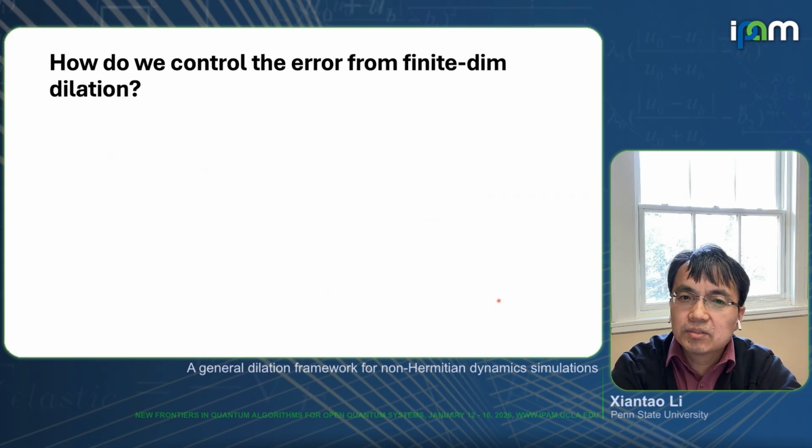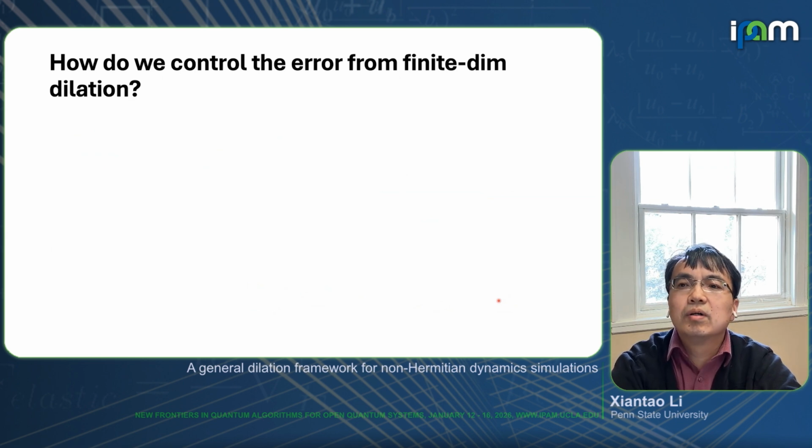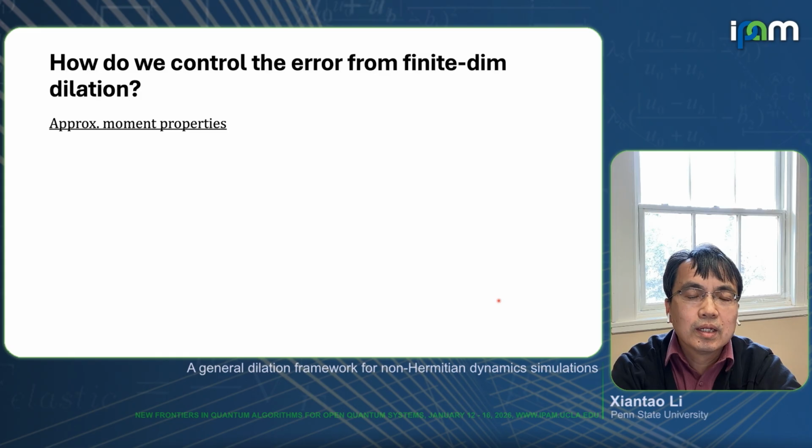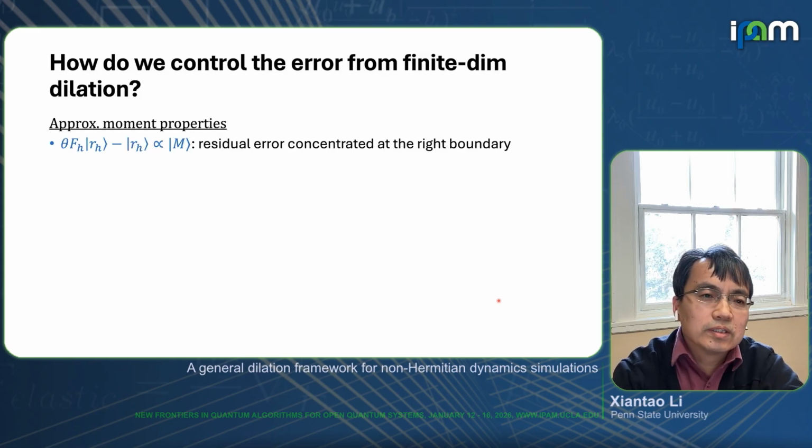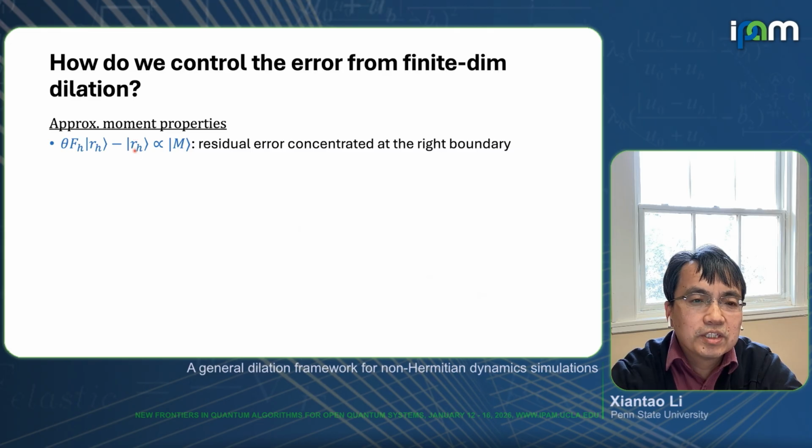Now, after this discretization, how do we think about the error from this finite dimensional approximation? One angle is the following. Ideally, we want this function r to be an eigenvector of f. So I put in this extra parameter here with eigenvalue 1. And what happens is that with this tight binding approximation, you can look at the residual error. The residual error is going to be 0 everywhere except the right boundary. Okay, so this is one indication of the error.